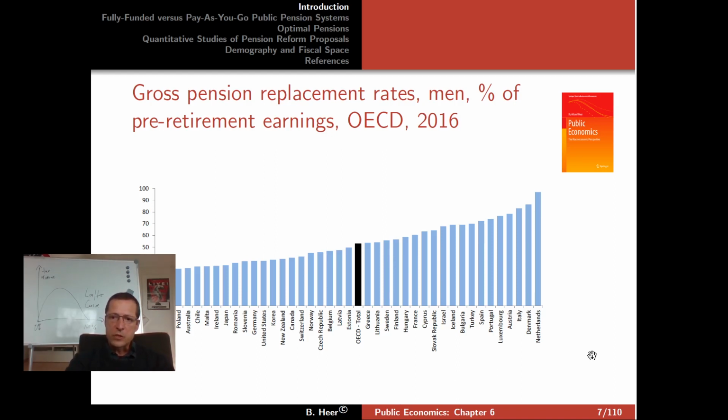So pick your favorite country here, and also notice that all the countries that have high government debt and had troubles during the recent Great Recession, when the Euro system was in trouble and Mario Draghi had to save it, like Spain and Portugal, they all have high and generous pension replacement rates. France to a little smaller extent, so the pension replacement rate in France is around 60%.